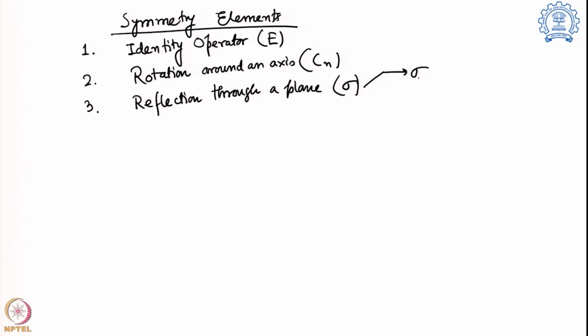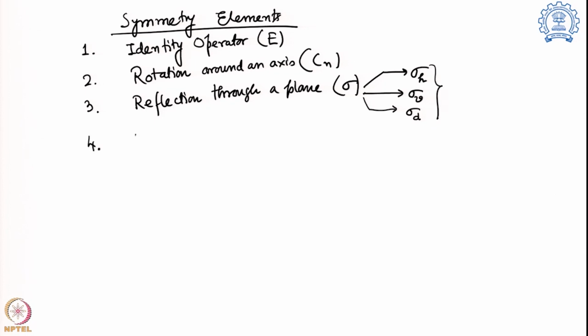It can be distinguished in 3 different versions: sigma h or sigma horizontal, which is a reflection plane perpendicular to the axis of rotation. Then we can also have sigma v, sigma vertical, where the plane of reflection actually contains the rotational axis. And then there is also sigma d, which is a version of sigma v, but over here the plane bisects two C2s perpendicular to that principal axis. So, these are the different reflection planes.